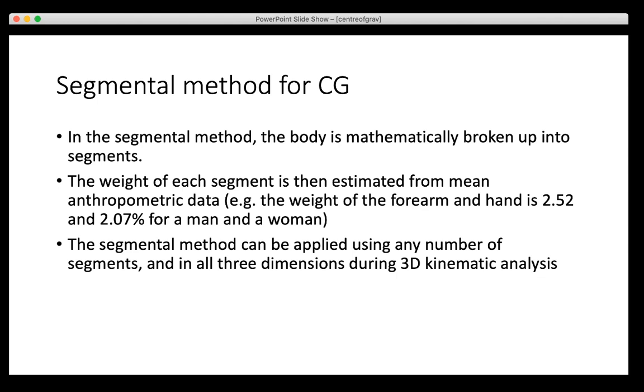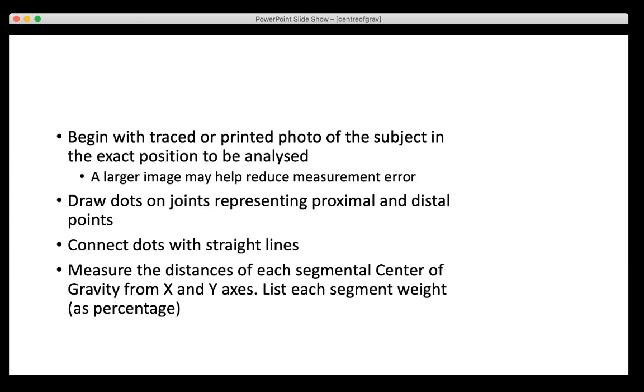So after doing that, you have to just plot a graph. Begin with a traced or printed photo of the subject. You can use a photograph also. For example, you are running and you want to measure your CG in that movement. Just click yourself in that position.